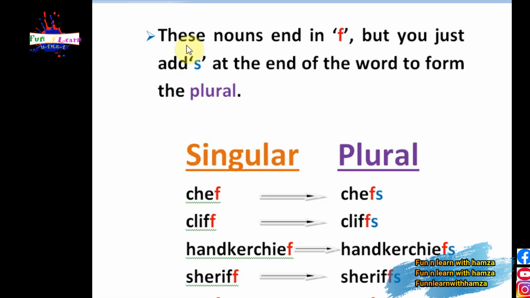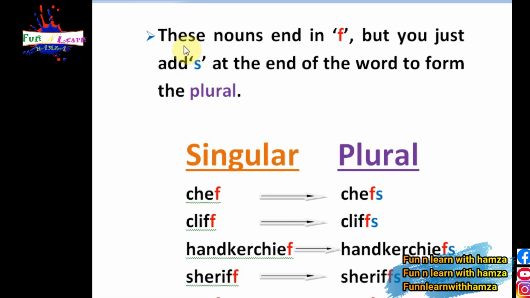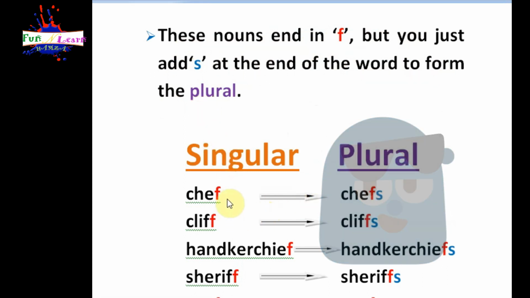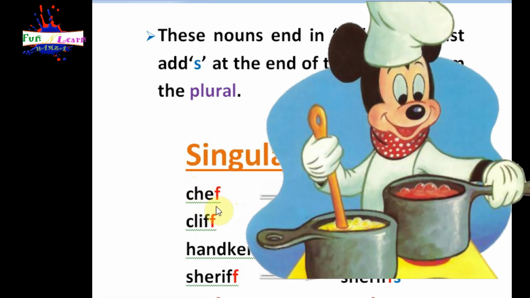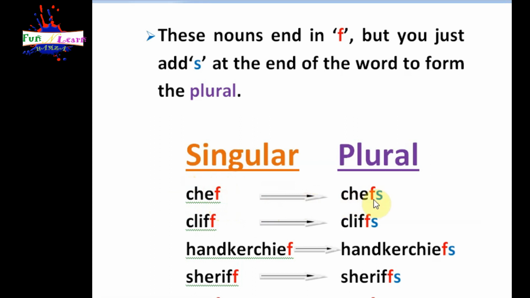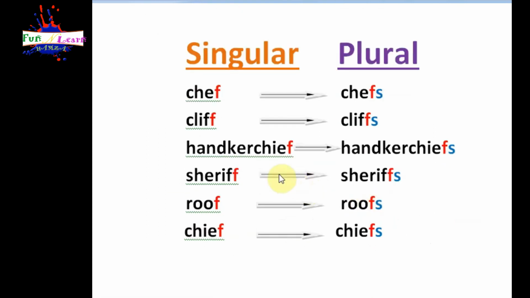Let's look at another exception. Some nouns end in F. Now the nouns we are going to do now are all ending in F, but you just add S at the end of the word to form the plural. Let's see. Chef. Now this is a singular noun ending in an F. To make this noun plural, we don't change anything, we just add an S at the end to make it a plural noun.